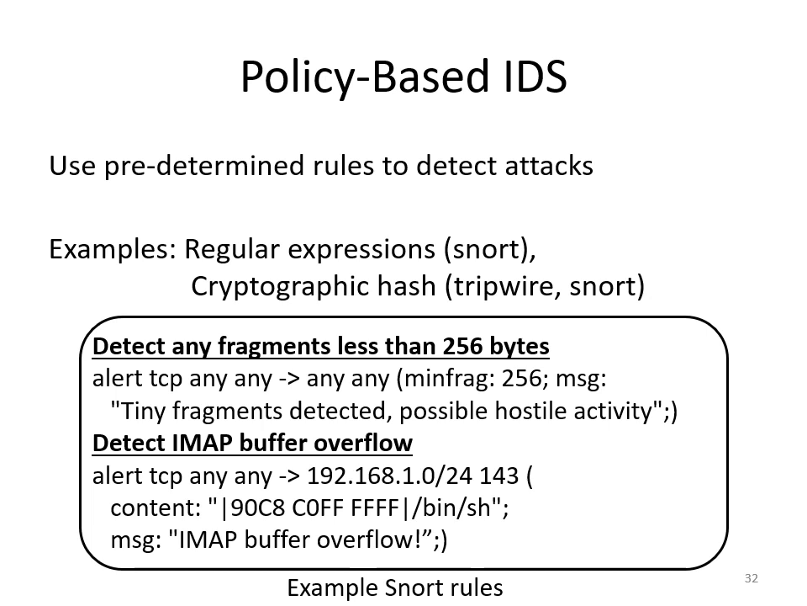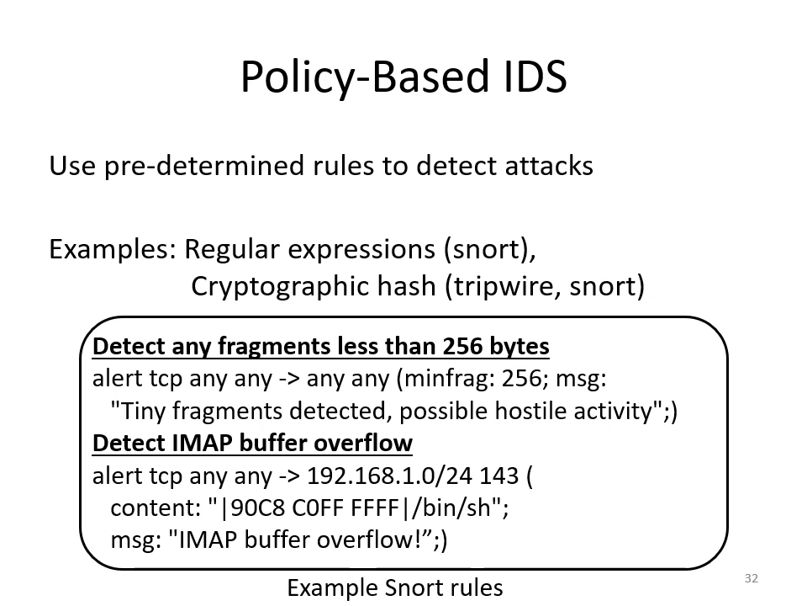And so the rule would say if we see TCP traffic from any source, any port, any destination port, with a minimum fragment size of 256, we're going to raise an alert: tiny fragments detected, possible hostile activity. So this is a rule that will detect potential fragmentation attacks. It doesn't do anything because it's just logging a message here, but you could consider also using this to block such messages.